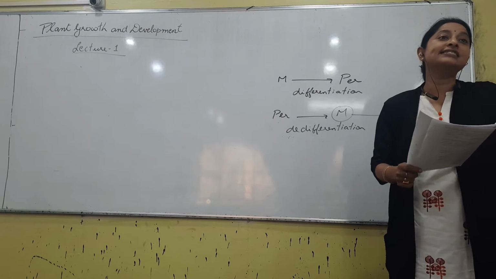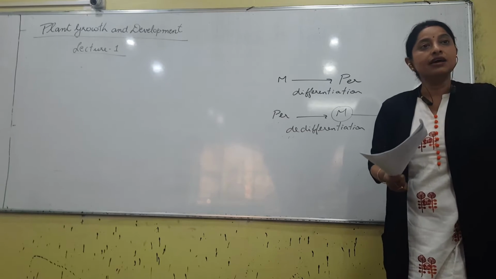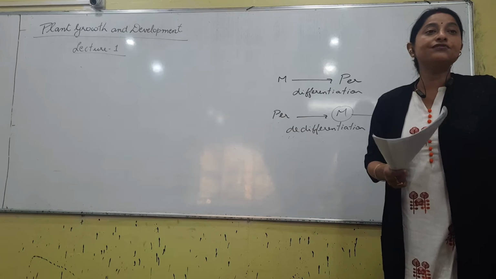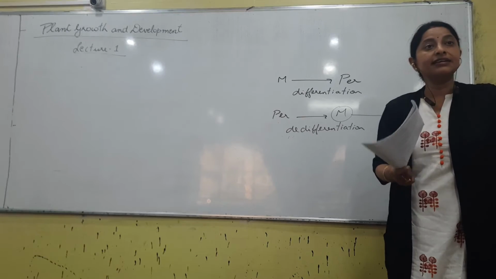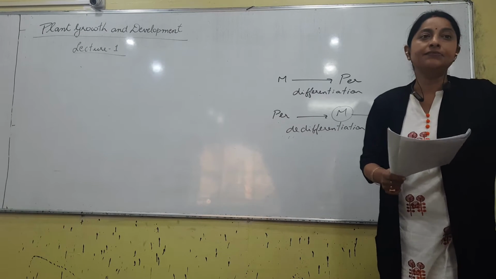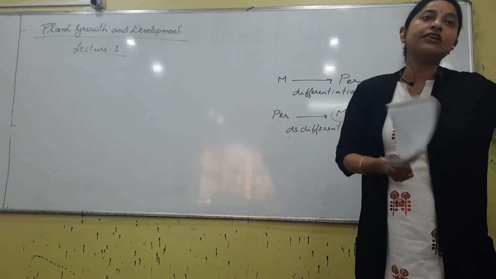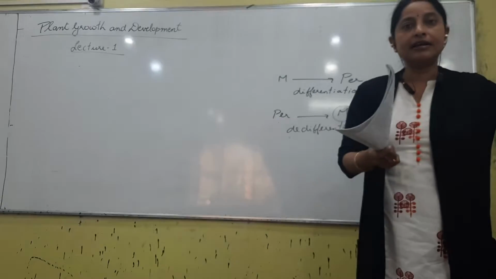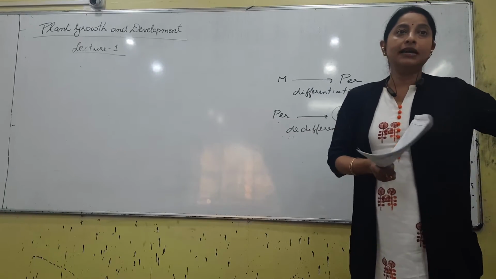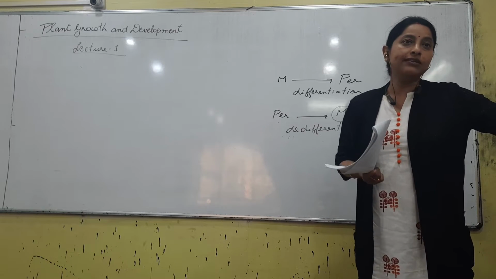Heterophylly: hetero is different, phylly is leaves. One single plant having two different types of morphological leaves is called heterophylly. Right? One best example that we have seen in regular life is coriander. I think you know what coriander is, right?